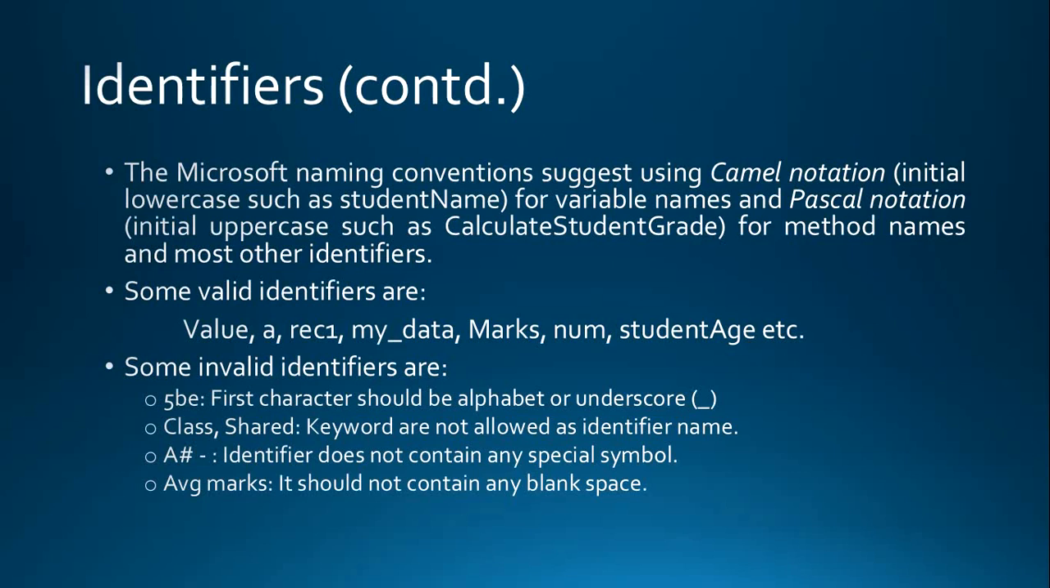The Microsoft naming conventions suggest using camel notation. In camel notation, you have an initial lowercase letter and then uppercase. For example, if you are creating a field known as student name, when you are naming your variables, you can have the initial part as a small letter, student, and then the next part of the name, Name, starts with a capital. So this is known as camel notation, and this is used for variable names.